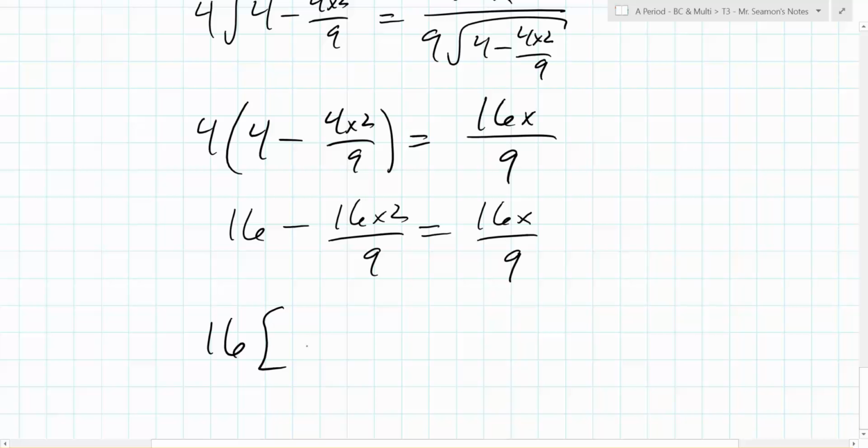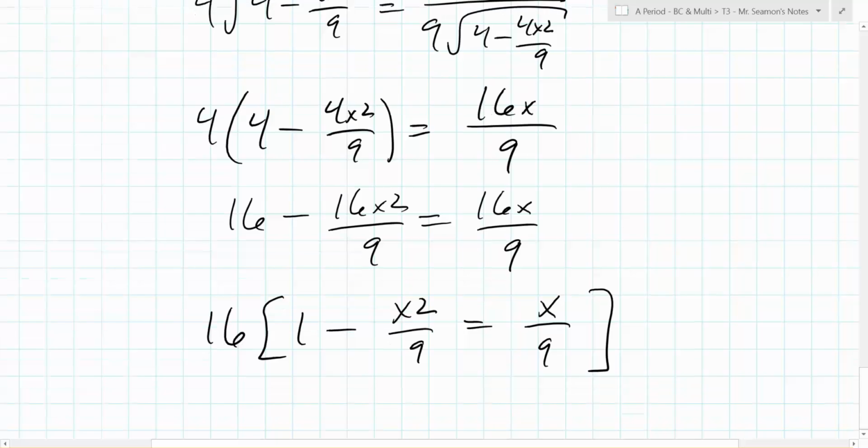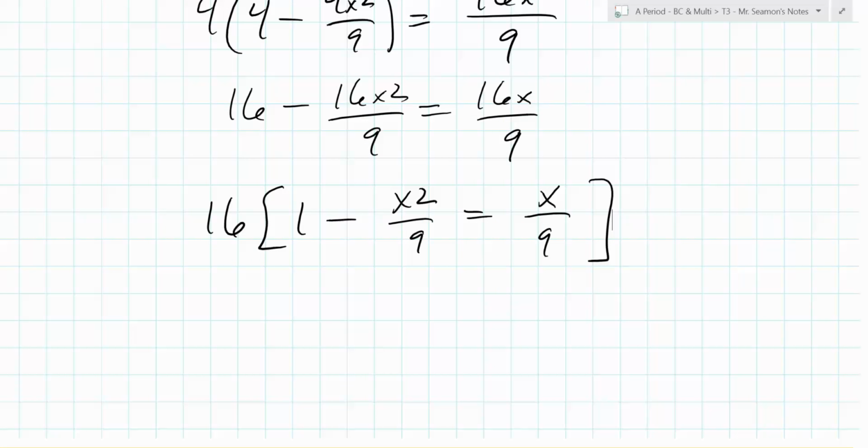16 times 1 minus x squared over 9 equals x over 9. Is that okay? Am I okay so far? Yeah. You can just divide everything by 16, right? I mean, is everybody with me so far? So what do we have here?